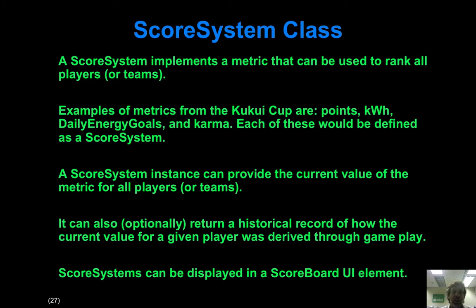And so the score system is designed to do that. You can query a score system to ask what the current value of that metric is for a given player or for a given team. You can also get a ranking of them, and I'm also thinking that this will provide, if Jane Doe has 50 points, you can ask the score system, well, how did she get those 50 points? And then the score system will return some kind of record of how those 50 points were obtained.